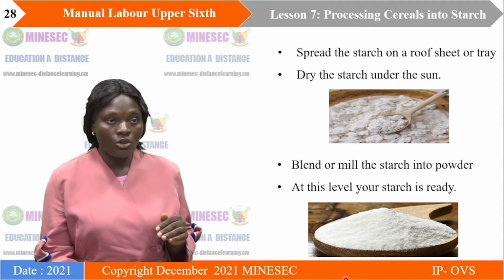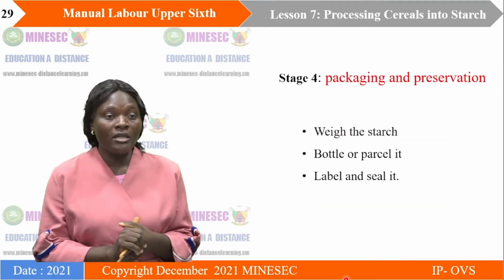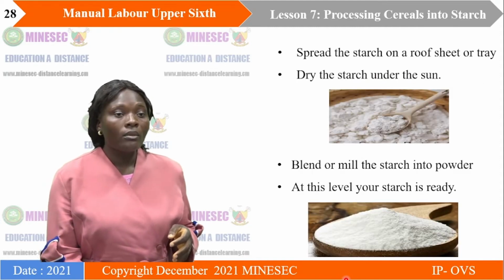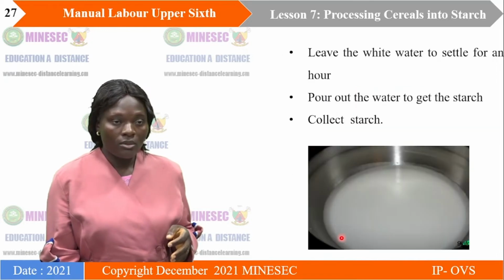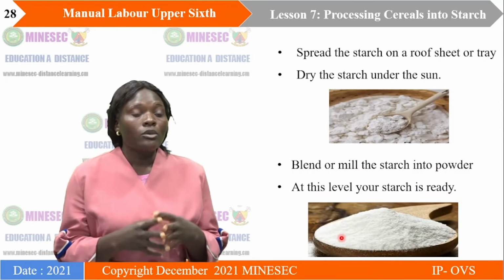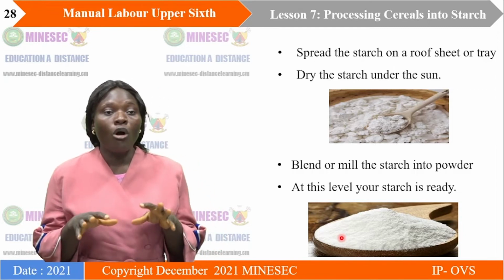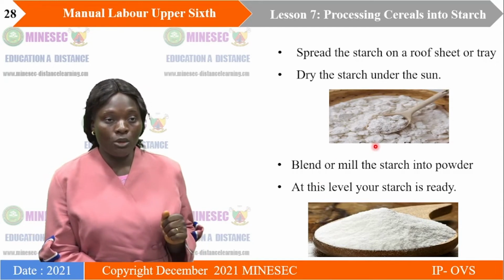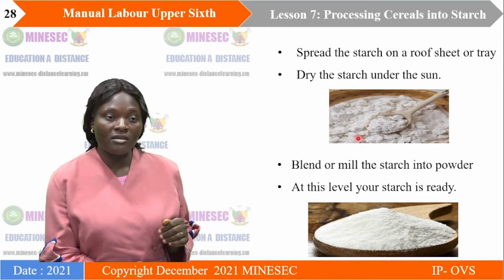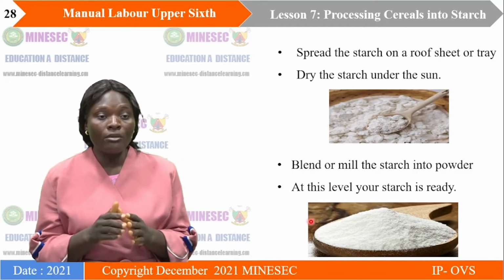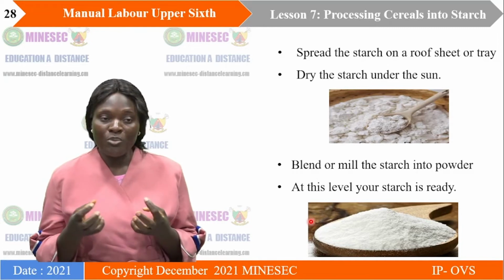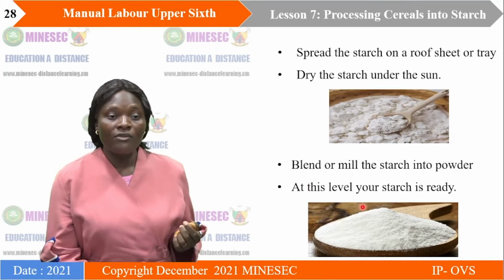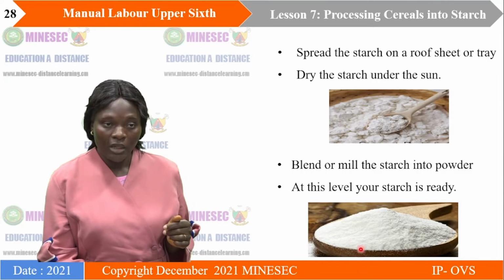When you collect the starch, we move to stage four, which is drying. You collect the starch. Then you spread the starch on a roof sheet or tray. Then dry the starch under the sun. When you dry, you'll get lumps like this. After which you have to blend or mill the starch into powder. When you blend or you mill, you get fine powder, very soft. And at this level, the starch is ready. This is the starch.